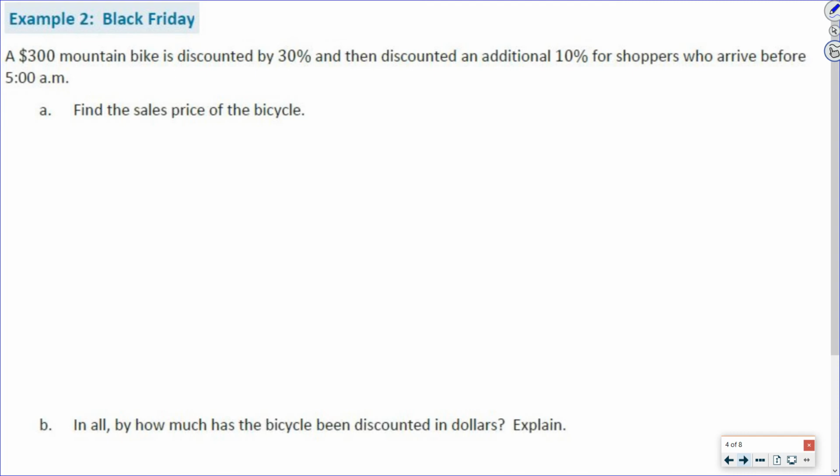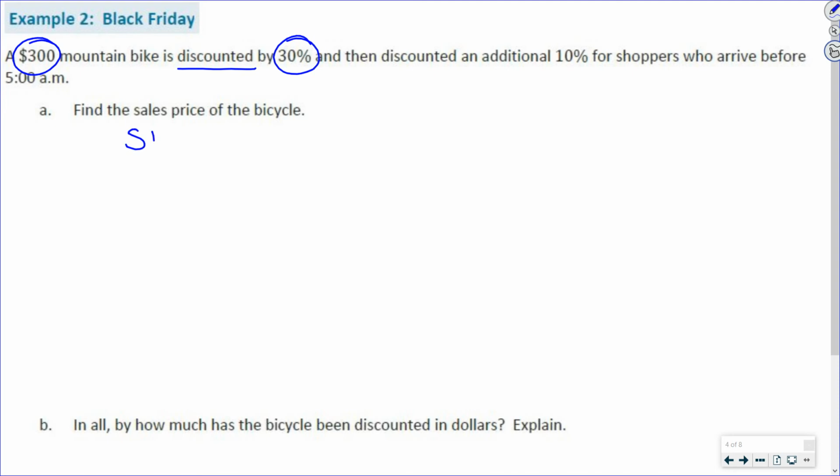So the first problem says find the sales price of the bike. Now, it's just asking for the sales price. It's not asking us for the price after the additional markdown of 10% if you show up before 5 a.m. We just want to know what the bike was originally discounted to. Well, the original price of the bike was $300. The discount was 30%. So is the 30% going to be a markup or a markdown? It's going to be a markdown because the word discounted tells me that I'm going to make the price go down. So markdown is what I'm going to be working with.